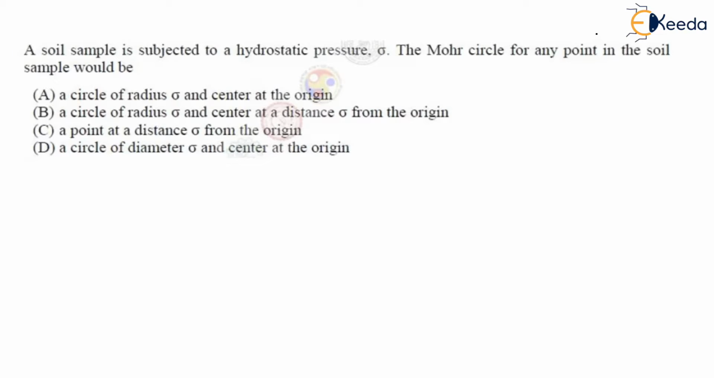So what is the correct probable answer? The Mohr circle is nothing but a point at a distance of sigma from the origin. So option C is the correct one. This is the question they had asked again in 2017. Move on to the next.